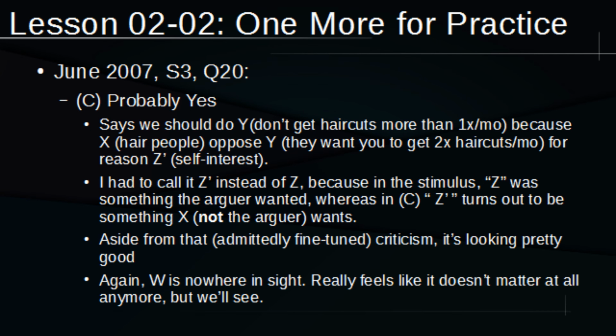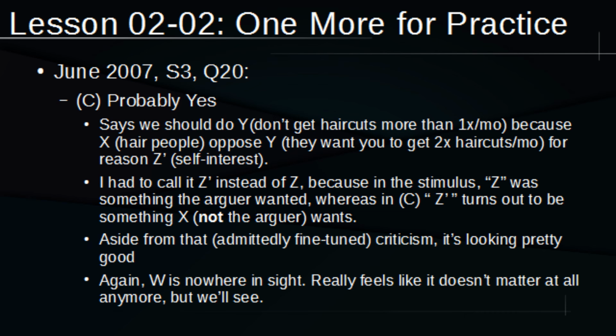That brings us to C, and I rate this one as a probably yes at this point. It says that we should do Y, don't get haircuts more than once a month, because X, the hair people, oppose Y. They actually want you to get 2 haircuts a month, which is not doing Y, getting 1 haircut a month max. And they oppose Y for reason Z, their self-interest. I'll call it Z prime.